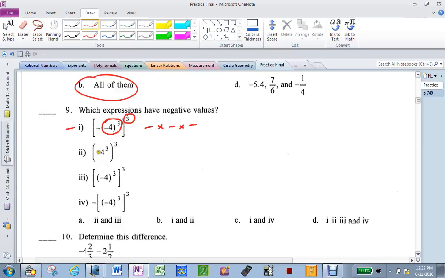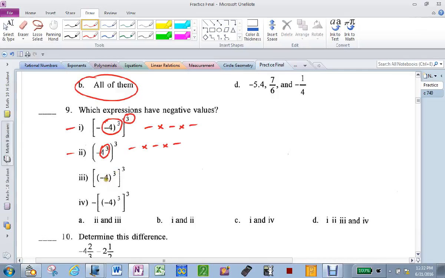There's a negative out in front that isn't part of the base, yes? Yeah. So whatever this is it's going to be negative? Yes, and then it's going to be negative times negative times negative again, isn't it? So negative. Now let's check this guy.